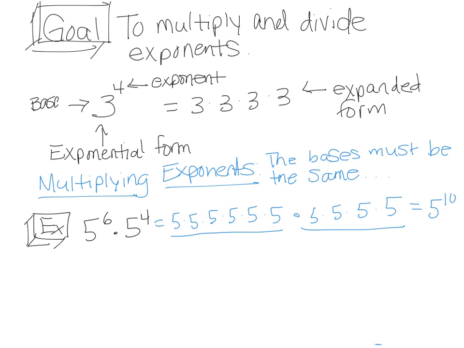The shorter version, or the work that I would rather see you write, is this. Write your base down one time, and then write your first exponent, put a plus sign, and then your second exponent, because you are really just adding the exponents. So 5 to the 6 plus 4, and then you can write your answer, 5 to the 10th.